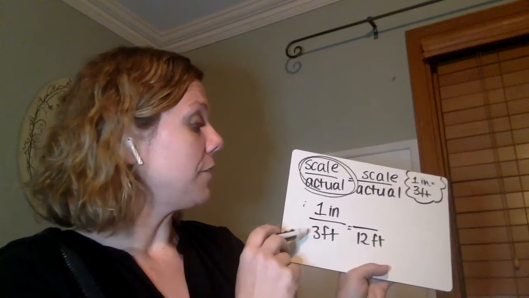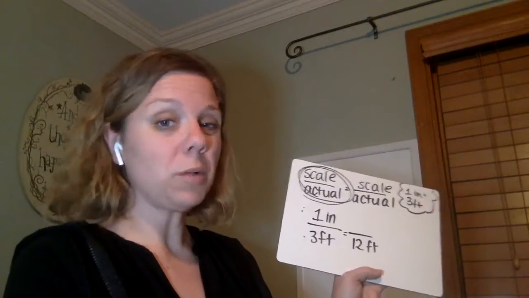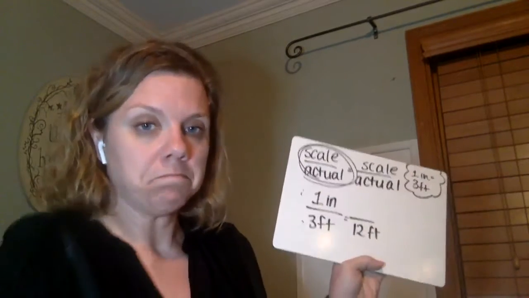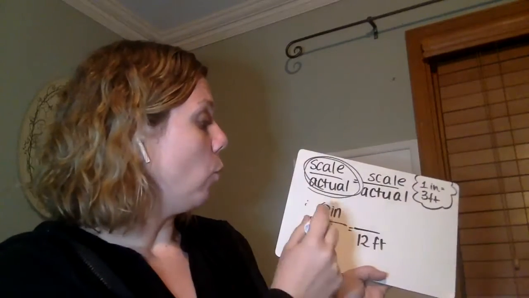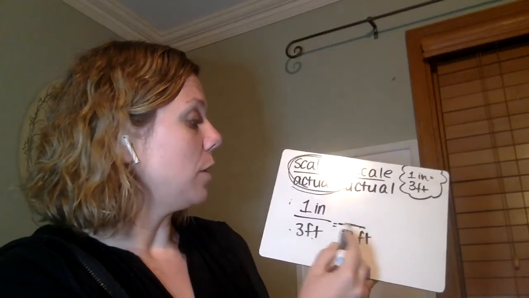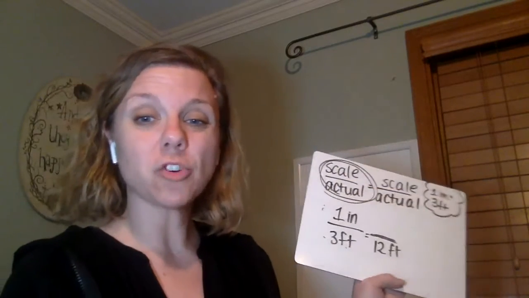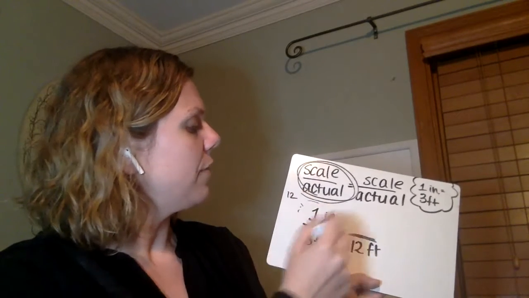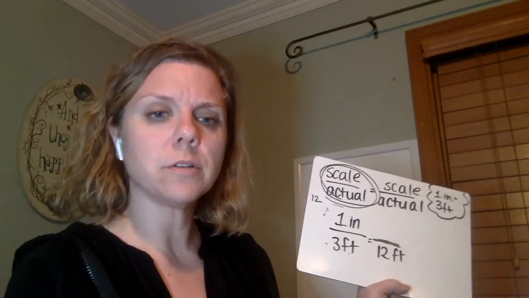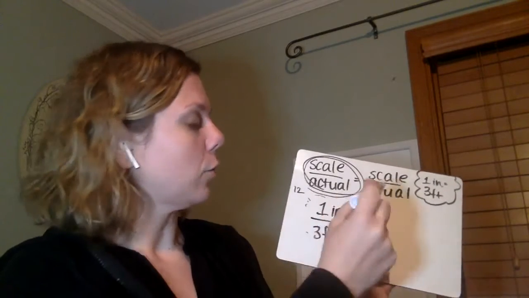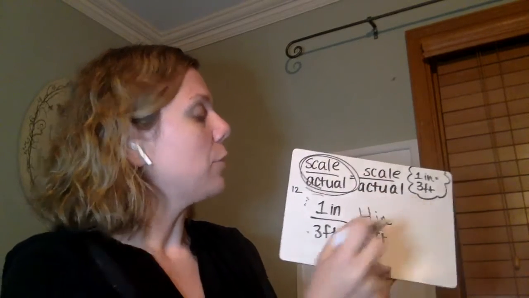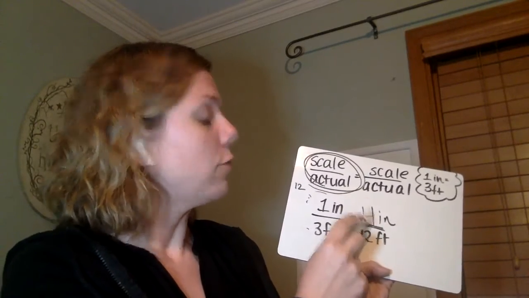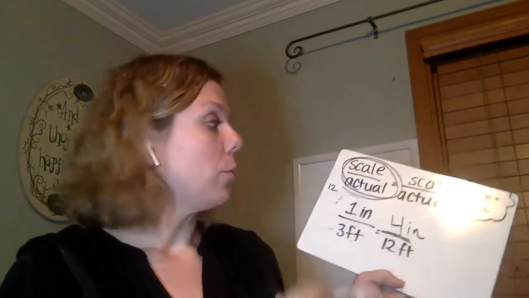So 1 inch is to 3 feet, as now I'm going to say to you, well, I want to draw something that's 12 feet long. How many inches do I need to make it? How are you going to figure that out? Well, 1 inch is to 3 feet, as unknown is to 12 feet, right? So we can use cross multiplication. We can say, well, 12 times 1 is 12. 3 times what equals 12? 3, 6, 9, 12. Right, 4. So that would mean that if something was 12 feet long, I would need to make it 4 inches long in my drawing.